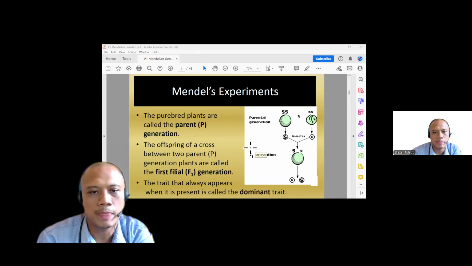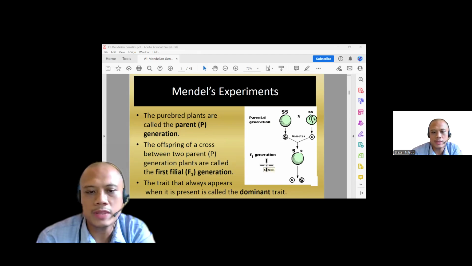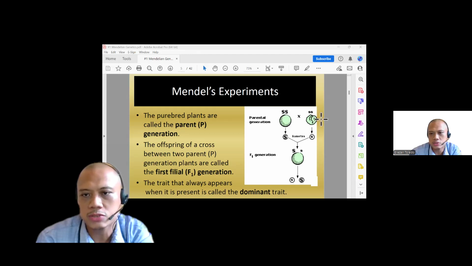Okay, as an overview, purebred plants are called parent, signified as the letter P, as you can see in the drawing, the parental generation. And each generation would be represented with F, which represents the first filial, or F1, generation. If there is F1, there is also F2, so on and so forth. Now take note of the code. SS, what does that mean? There is a double capital S here and a double small s. X would represent the crossbreeding.